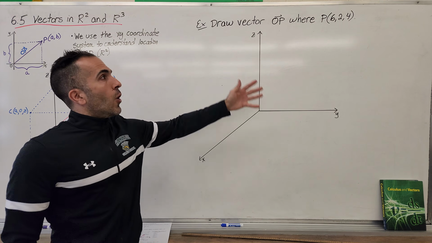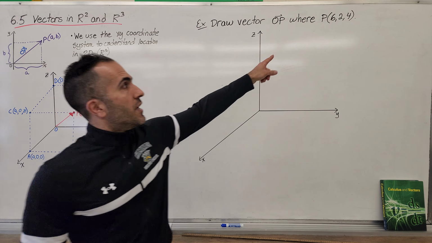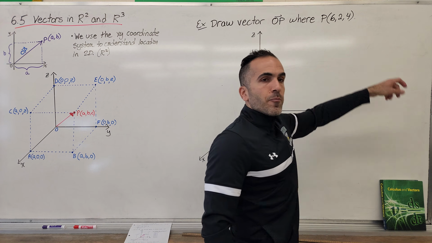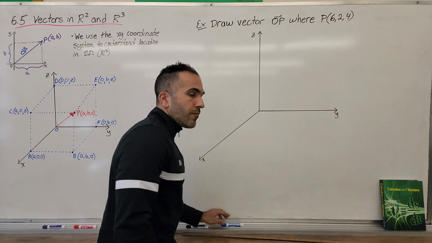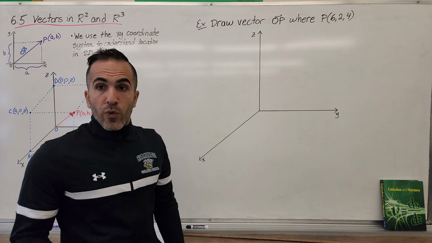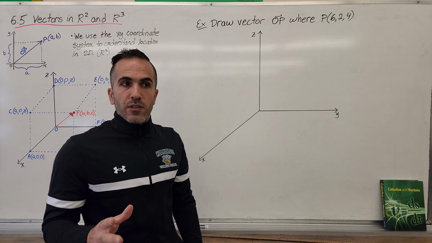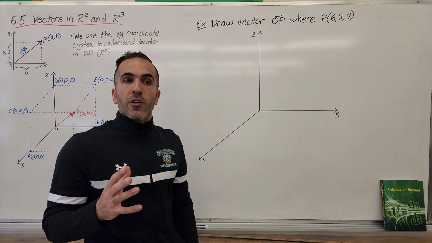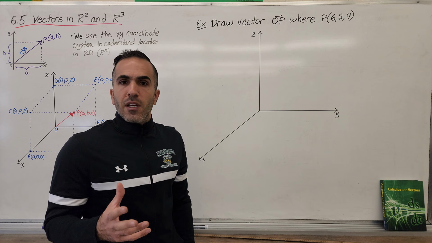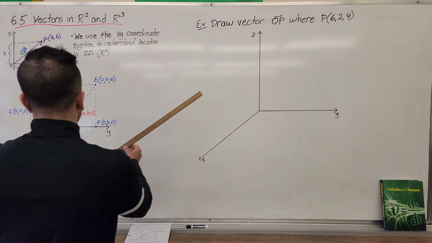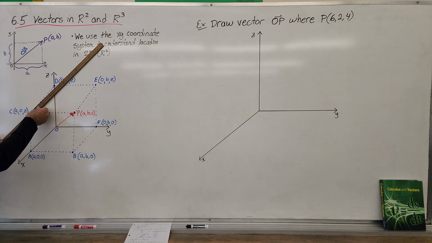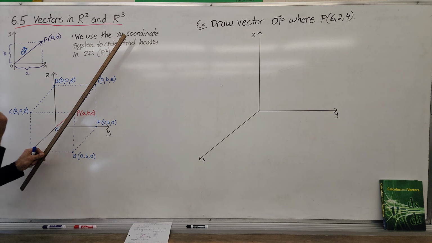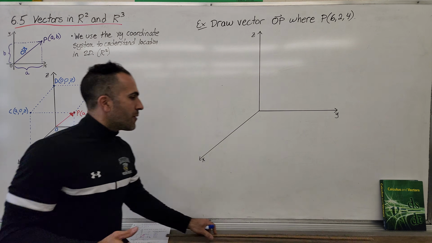So I want to draw a vector OP where P is (6, 2, 4). Use a ruler. We are actually going to measure. We want to measure, and we have to draw parallel lines. Parallel lines are easy. I did it on the board like this, I grabbed that line and just went like this. Parallel-ish is good enough.